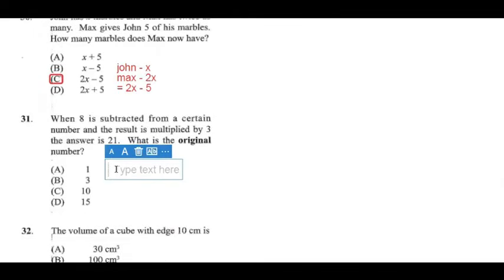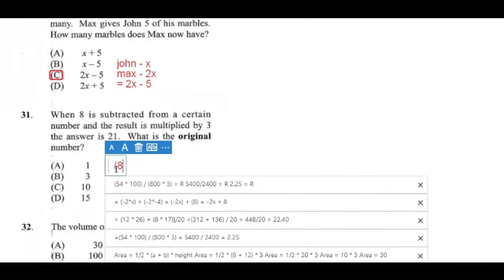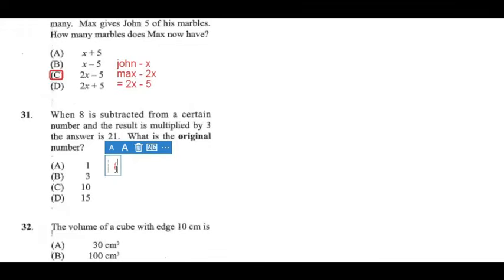So 31, when 8 is subtracted from a certain number and the result is multiplied by 3, the answer is 21. So what I understand is that there must be a bracket. So 8 is subtracted from a certain number. So 8 is subtracted from x, that certain number, and the result is multiplied by 3. The answer is 21. So that is what comes to mind when I read that question. What is this certain number? We don't know, which is what we're trying to find. So now it is our duty to solve for x.